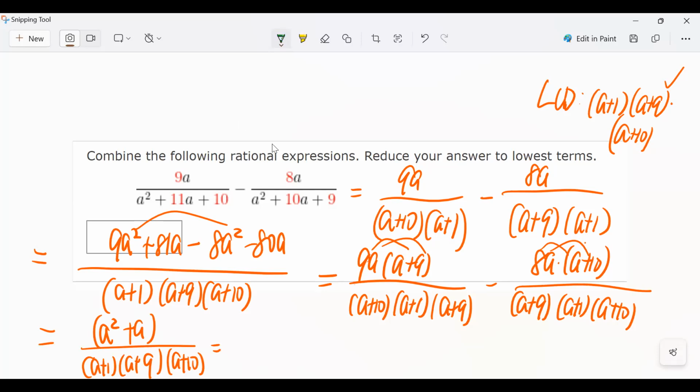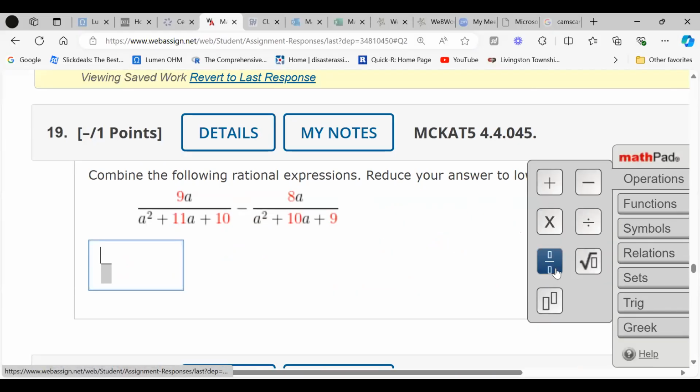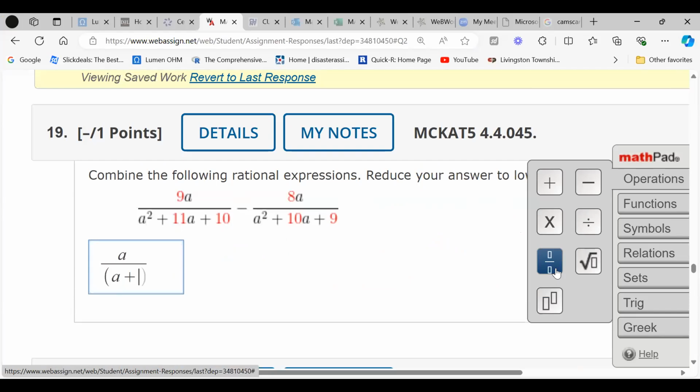Once you factor that, we get a, which is your a plus 1, times a plus 1, a plus 9, and then a plus 10. Cancel this common factor, we get a over a plus 9 and then a plus 10. Any question about this? So we need a fraction first, a goes on top. A plus 9 times a plus 10. Yep, that should do it.